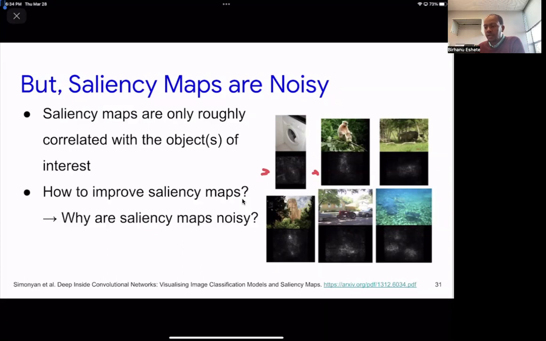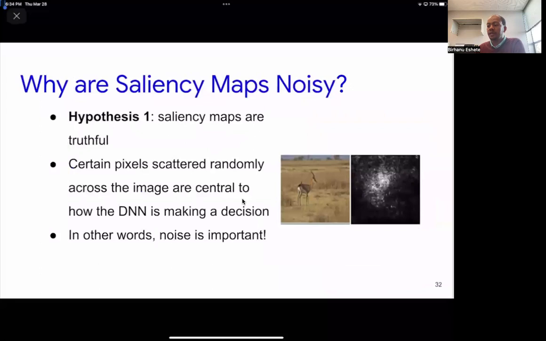The question then is how to improve saliency maps, which basically means asking why saliency maps are noisy. If we answer the question of why saliency maps are noisy, we can also improve them, right? There are a bunch of hypotheses. We're going to look at three hypotheses that seem to serve the purpose here.